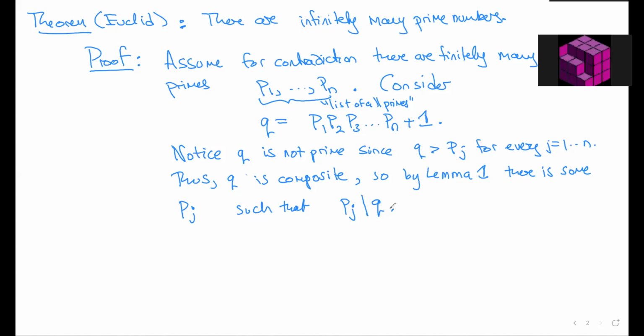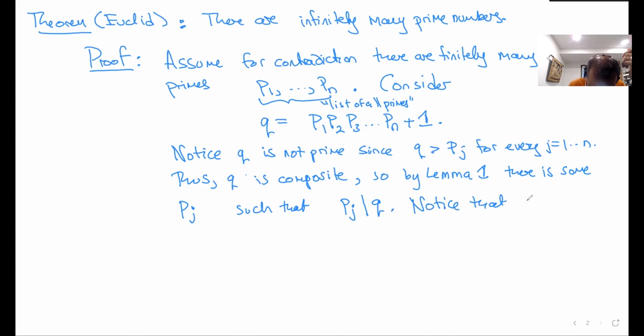Also like Q minus 1. So notice that P divides the product of P1, P2 up to Pn. In other words, P divides Q minus 1. So P divides Q and P divides Q minus 1.